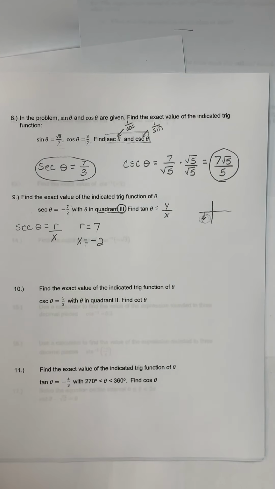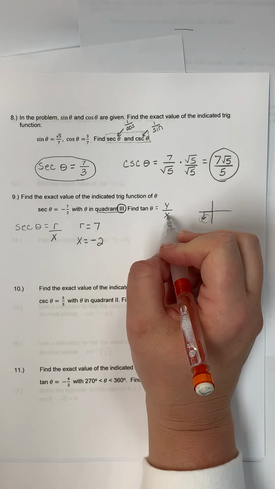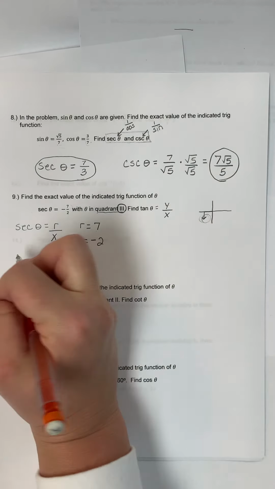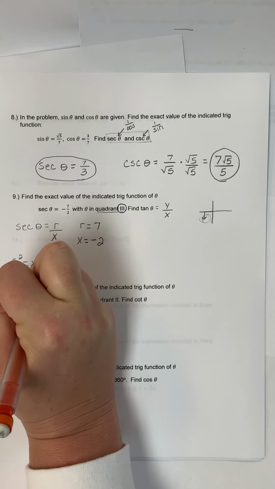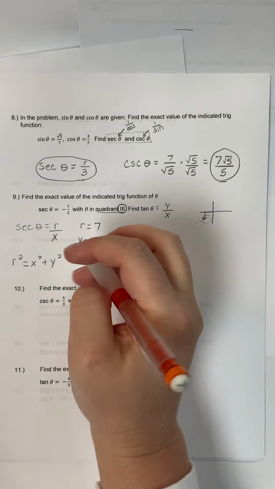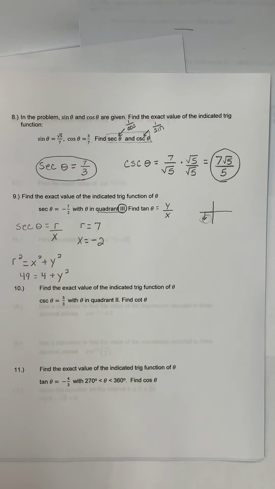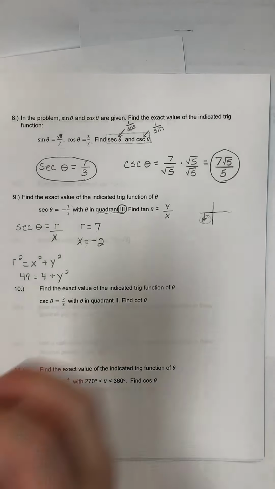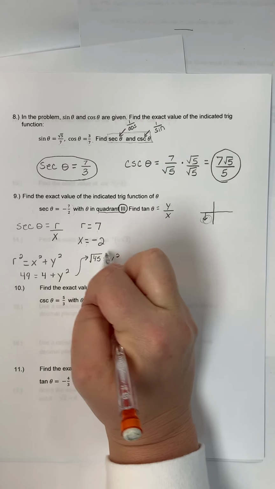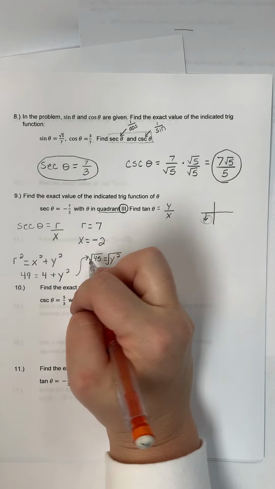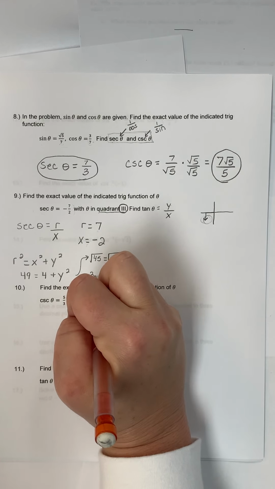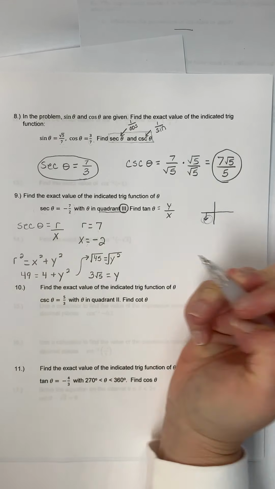Okay, so I need to find y. I know my x, but I need to find y. That's where the lovely little Pythagorean theorem comes into play. I know my r, I'm going to square it. I know my x, I'm going to square it. I do not know y. So 49 minus 4 is 45. That's y squared. I'm going to take the square root of each side. 45 is going to give me 3 root of 5 for my y.